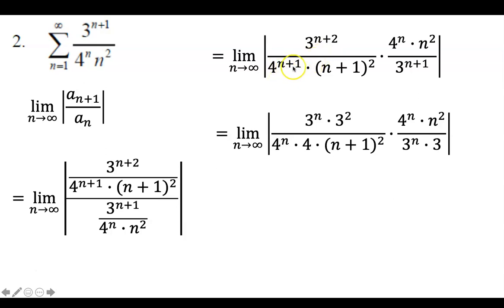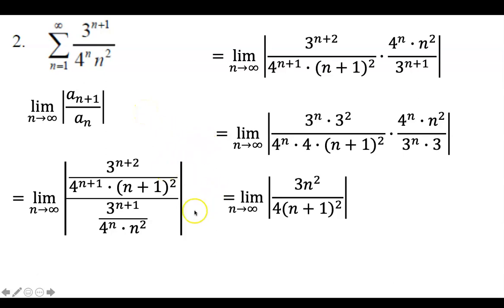4 to the n plus 1 becomes 4 to the n times 4. Again, multiplication, add powers, leave the n plus 1 squared alone, and then here we go. Now we go on a canceling spree, and when I do that, you'll see that this 3 to the n cancels that 3 to the n. This 4 to the n cancels that 4 to the n.